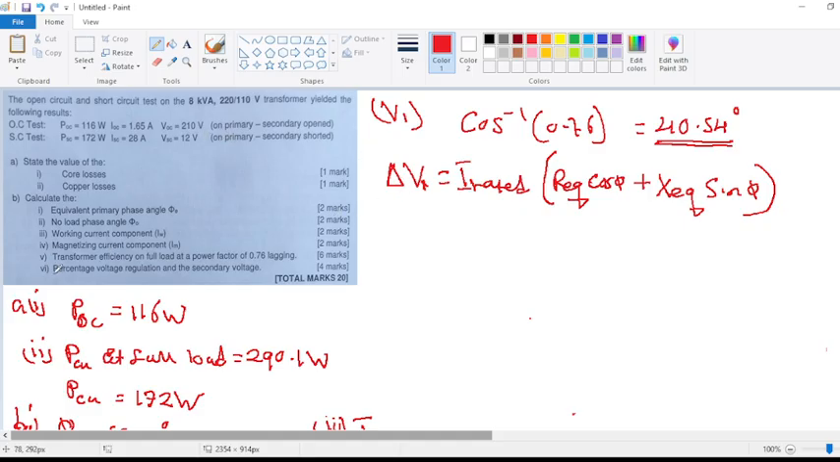The question says percentage voltage regulation and the secondary voltage. For the percentage voltage regulation, we have to know the voltage drop on the primary side. So this is the calculation for the voltage drop on the primary side, which equals the rated current. What was our rated current?